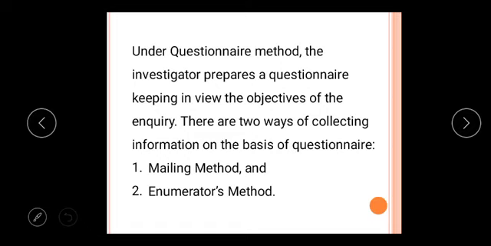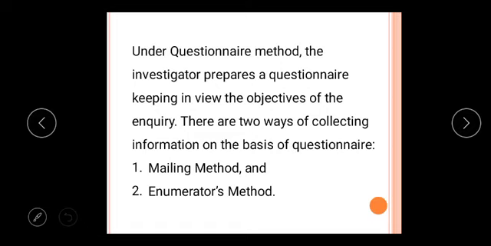Dear students, under questionnaire method of collecting primary data, the investigator prepares a questionnaire keeping in view the objectives of the inquiry. That is, he prepares a questionnaire keeping in view the purpose of investigation. What's questionnaire? Students, questionnaire is a list of questions which is being prepared by the investigator related to the problem under investigation with a choice of answers.